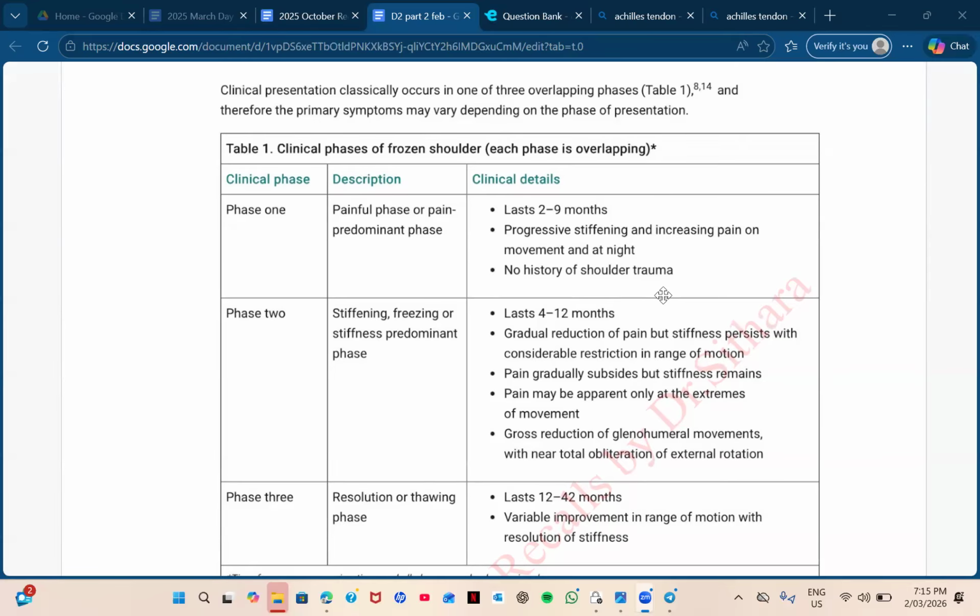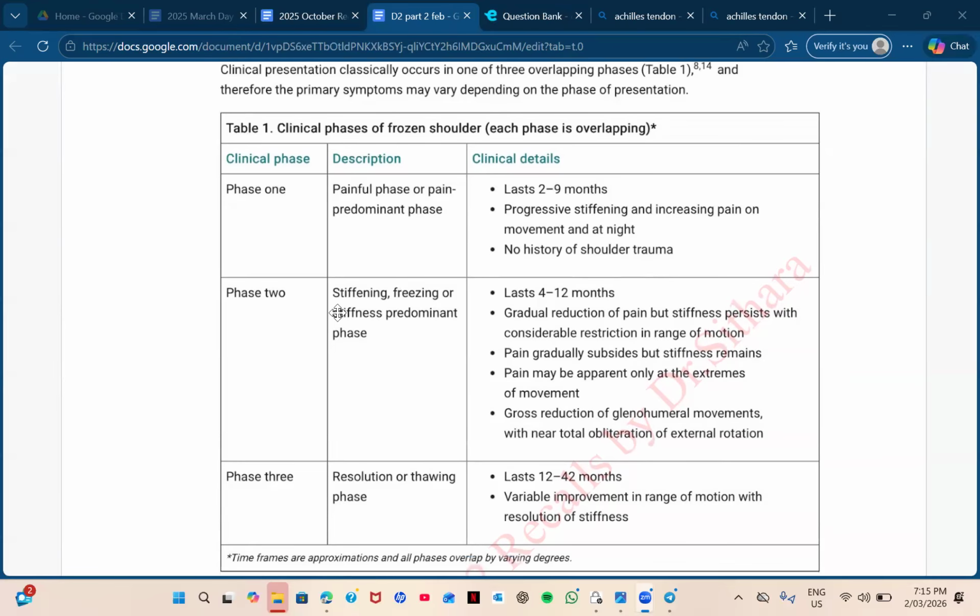Right? So phase two is the stiffness or freezing phase, the stiffness predominant phase. So the first one is the pain predominant phase and the next one is the stiffness predominant phase.